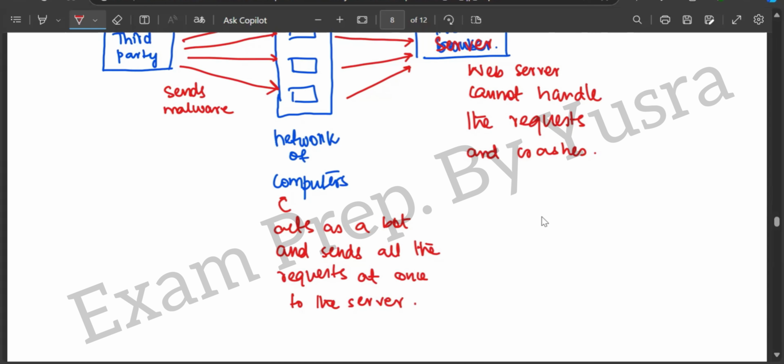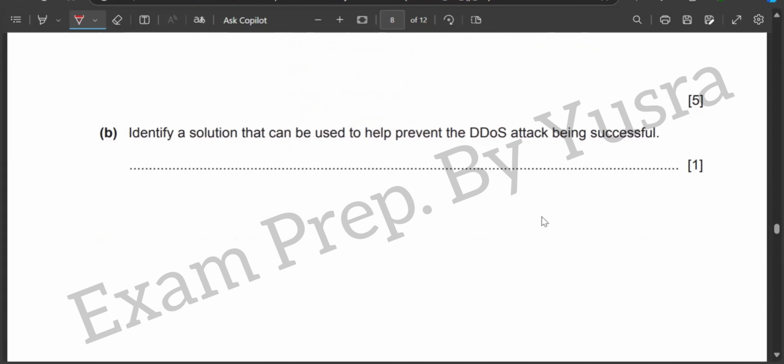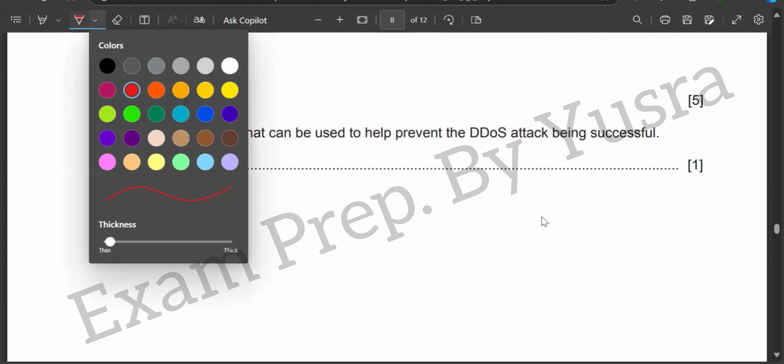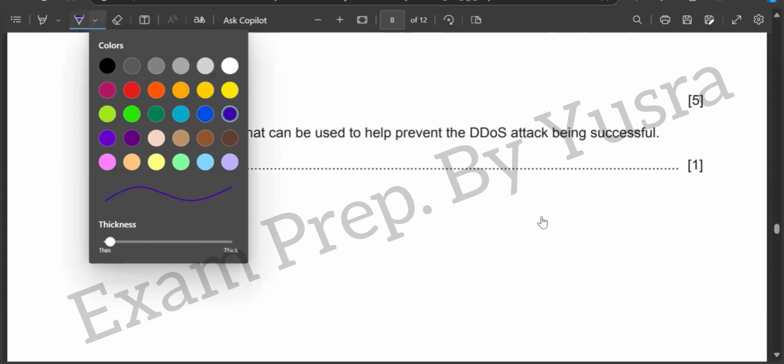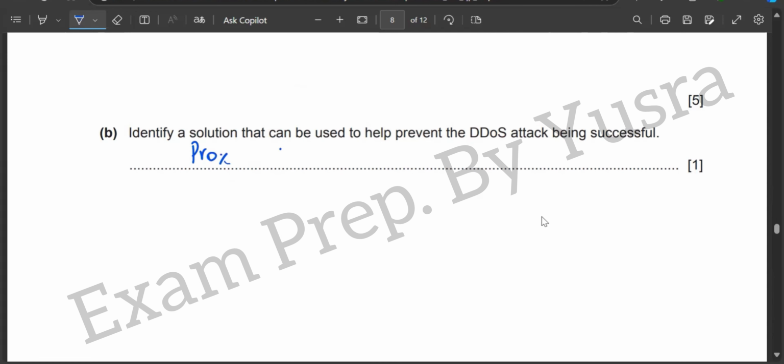To the server. Identify a solution that can help prevent the DDoS attack being successful. We can install proxy servers that would minimize the effect of DDoS.